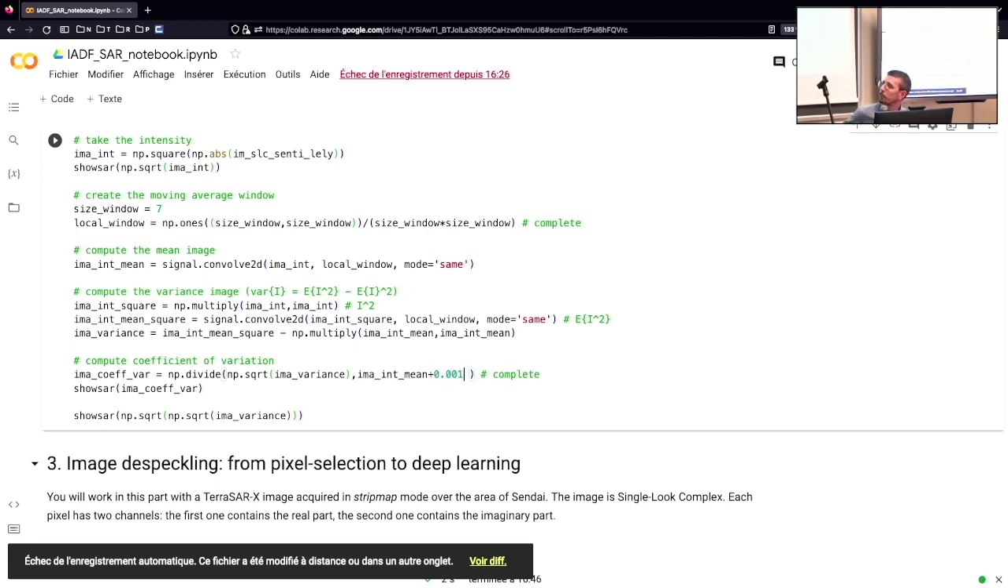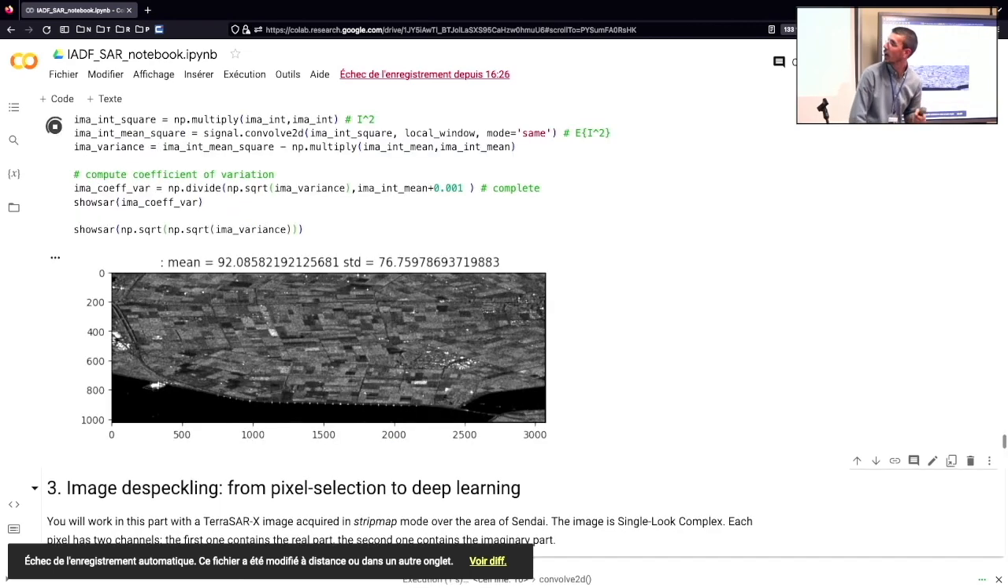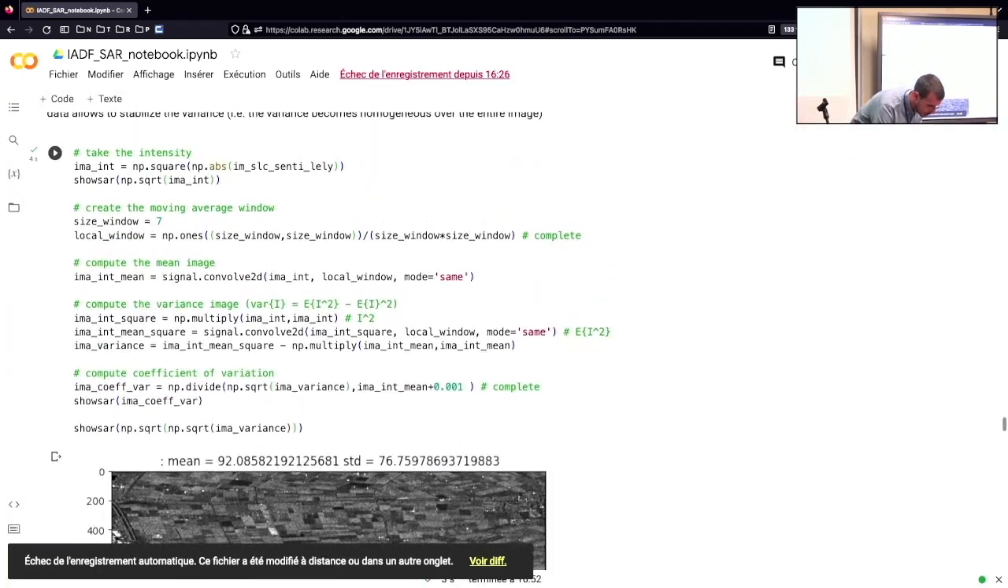So I have just added a small value in case I had some zeros in my mean, because I don't want to divide by 0. Here I have taken the ratio between the standard deviation, so the square root of the variance, and the mean. Then I am displaying the coefficient of variation, and I'm also displaying the variance. I have taken the square root because otherwise you will see everything black, because the variance has a high dynamic range.